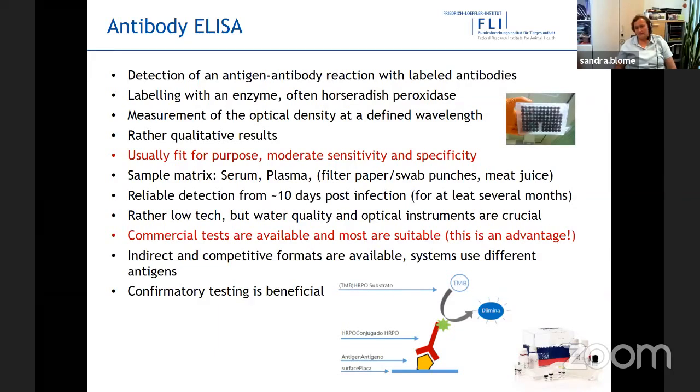It's rather low tech, but I had already some problems, not only in Africa, but also in Balkan states, that the water quality was low, and then we had a lot of problems with the buffers. The optical instruments can be crucial. If they have not been validated for 30 years, there is definitely a problem with the reliability of the results. There are indirect and competitive formats on the market, and these systems use different antigens. This also means do not expect in all cases to have the same result. Check plausibility and also check what antigens they are using.